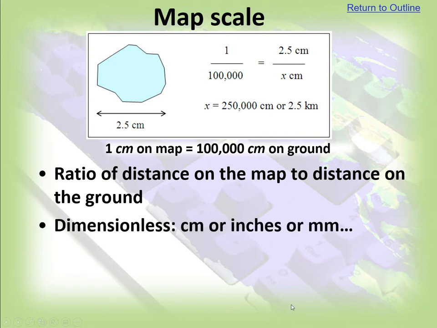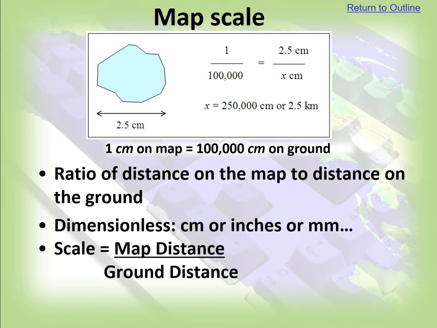The ratio itself is dimensionless, like I mentioned before. So you can use centimeters, millimeters, inches, whatever you like. And the actual formula that you will see is scale equals map distance divided by ground distance. But you will see me refer to it as 1 over S equals dm over dg.